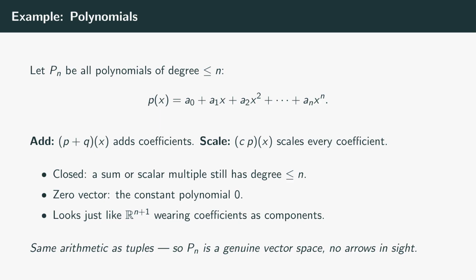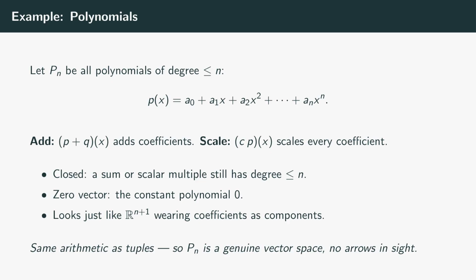Let's meet the first non-arrow example, polynomials. Fix a degree bound n and let Pn be the set of all polynomials of degree at most n, things like a constant, plus a coefficient times x, plus a coefficient times x squared, on up to x to the n. Can we add 2 such polynomials? Yes, just add the matching coefficients and the result still has degree at most n. Can we scale one by a number? Yes, multiply every coefficient, and again the degree is unchanged, so the set is closed under both operations.